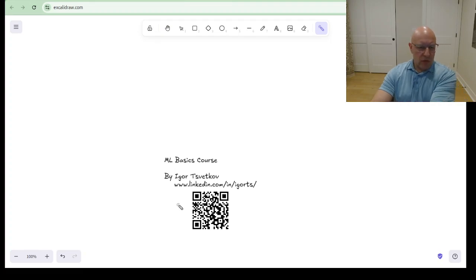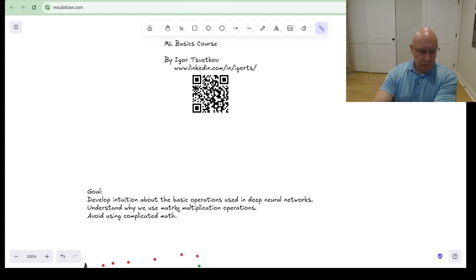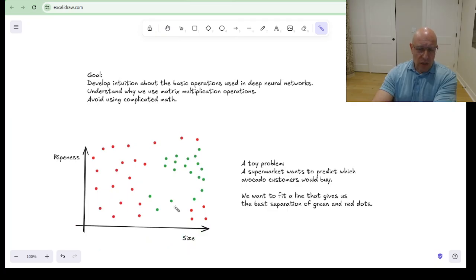Okay, we will start from a very simple problem, and I will explain how it works, and then we will go with more advanced examples. So the simplest problem we have is, we will imagine that there is a supermarket and they want to study which avocado customers would buy.